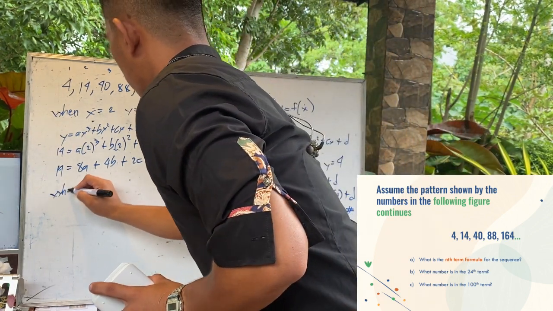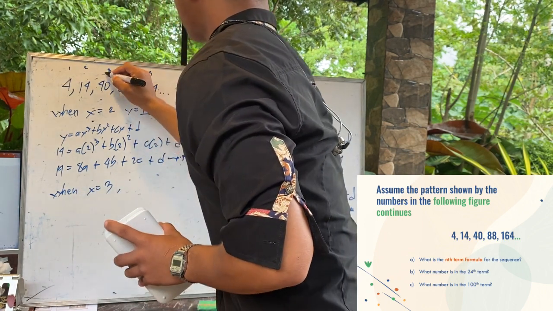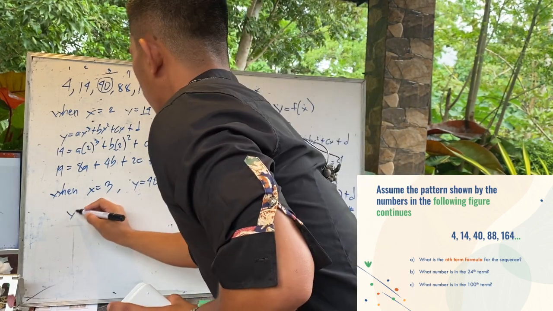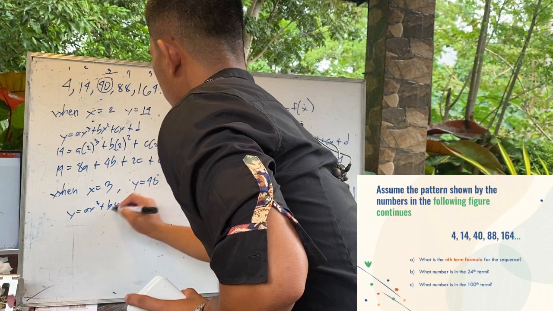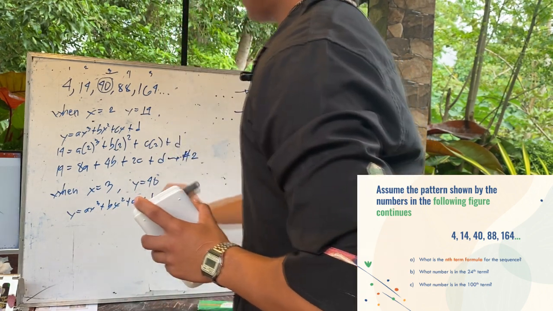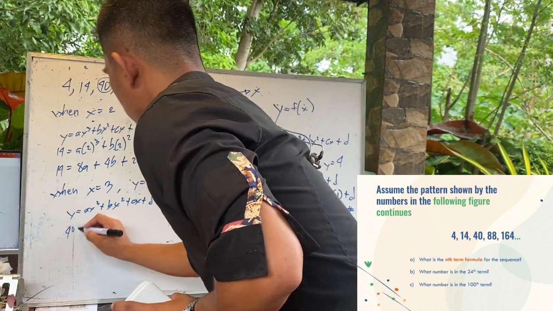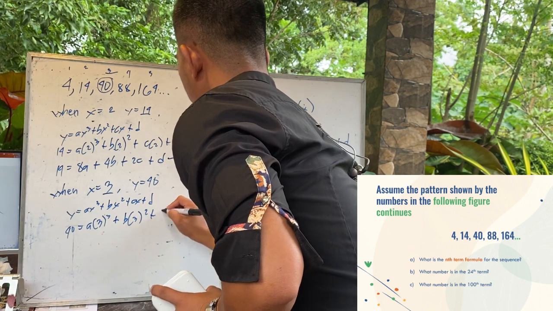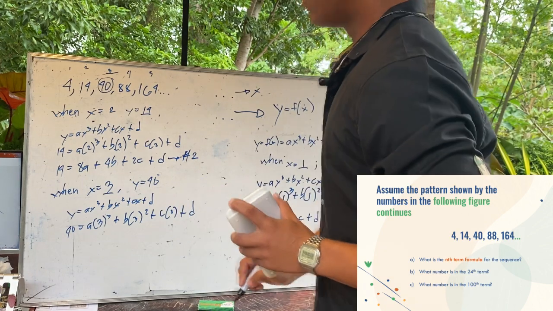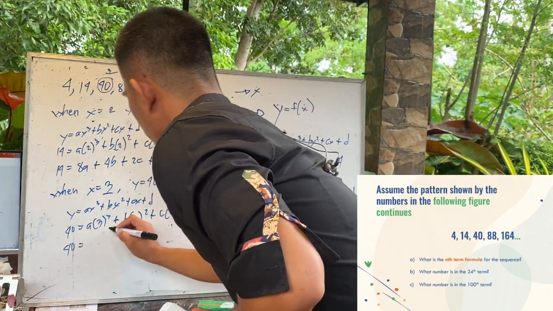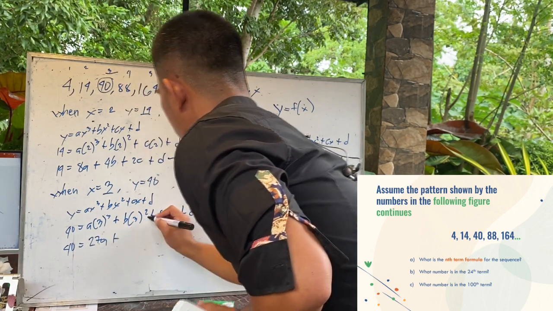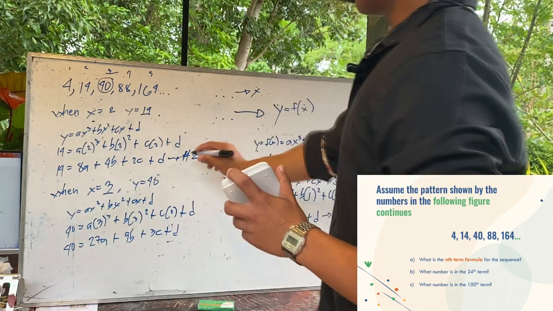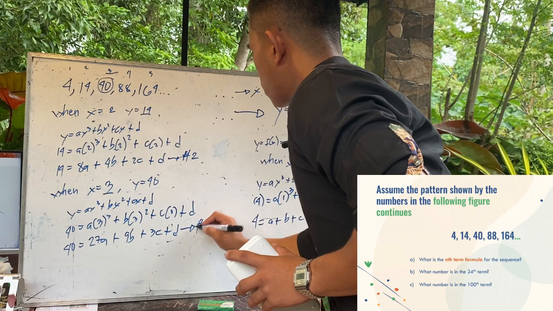And when x equals 3, then y equals 40. Since the formula is y equals ax cubed plus bx squared plus cx plus d, substitute the given values, y equals 40 and x equals 3. After that, perform the operation. Cube of 3 is 27, so 27a plus, squared of 3 is 9, 9b plus 3c plus d. Let us assume this is equation number 3.